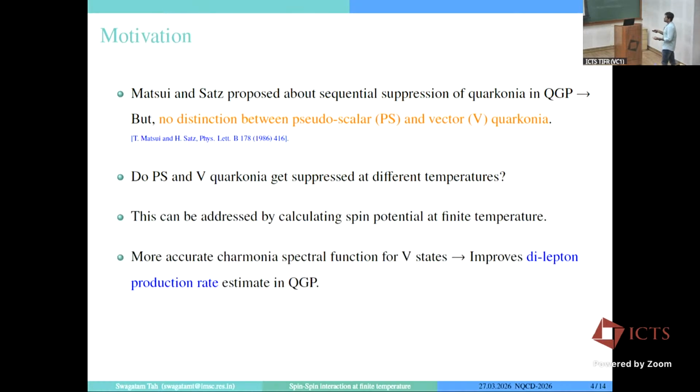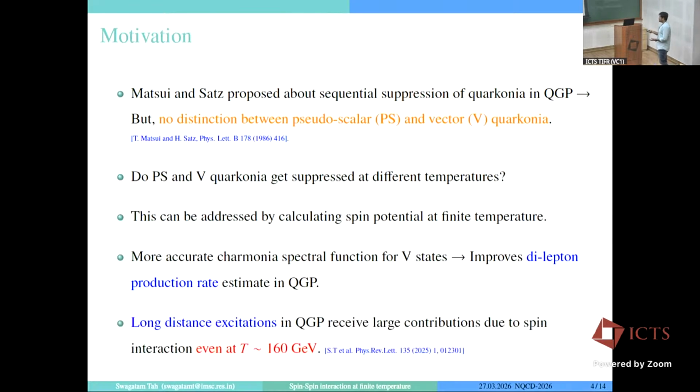As a consequence, if we can calculate the spin interaction potential at finite temperature, we are adding the relativistic corrections to the non-relativistic predictions, so we can accurately calculate the charmonium spectral function for the vector channel of vector charmonia. This will improve the theoretical estimate of the dielectron production rate in QGP, because the dielectron production rate is proportional to the charmonium spectral function of vector states.